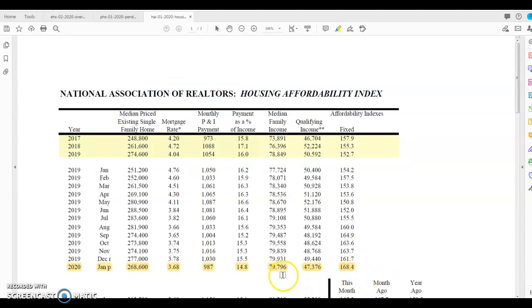So that means that the median income is 168% of the qualifying income. If it was 100%, then it'd be the same. The median family income would be the income necessary to qualify for a loan to buy this home. But there's actually a lot more income for the median family than is necessary to qualify. So for the U.S. as a whole, even though housing prices are high, the affordability is still there, right? Because 168% is the median income relative to the qualifying income.